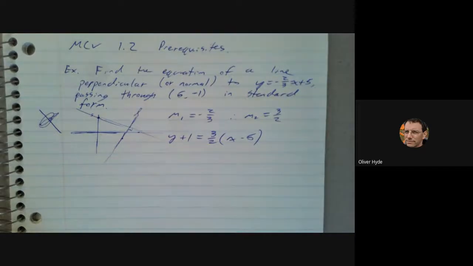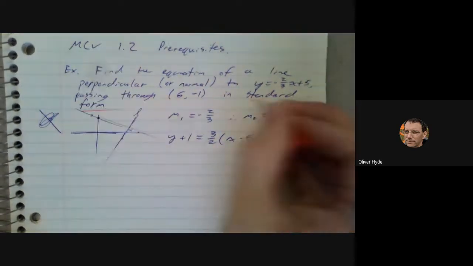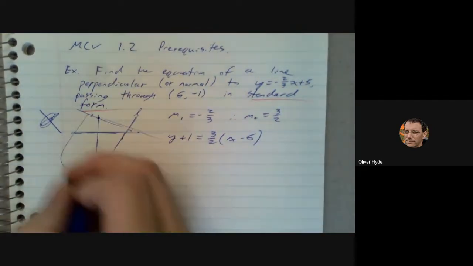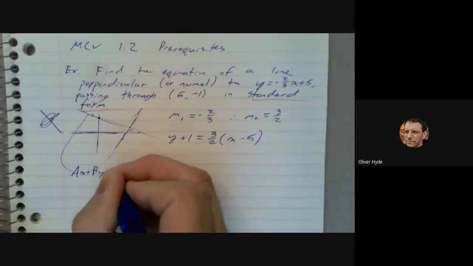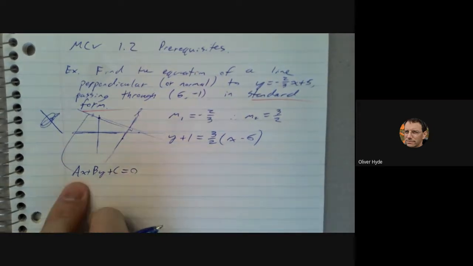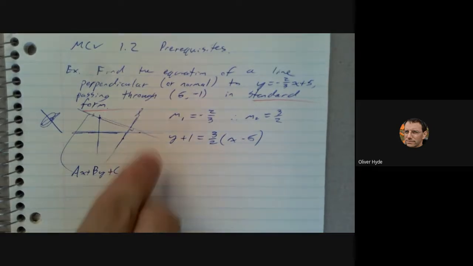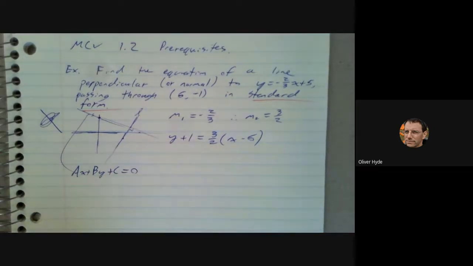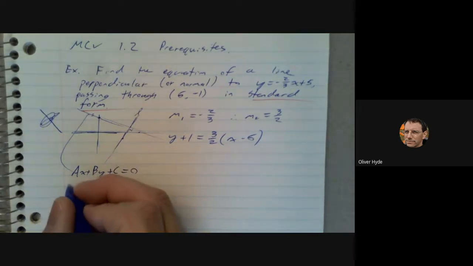Well, now we are asked to write this in standard form, and to review, standard form is capital A x plus capital B y plus capital C equals 0. Has to be in this order. X term first, Y term next, constant term, then an equal sign, then 0. Not 0 equals. It's a different equation. Okay. Your first visible coefficient should be positive.